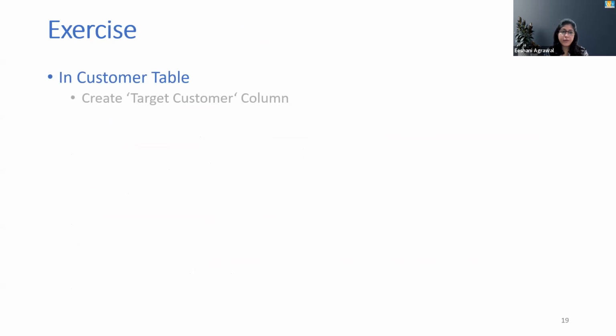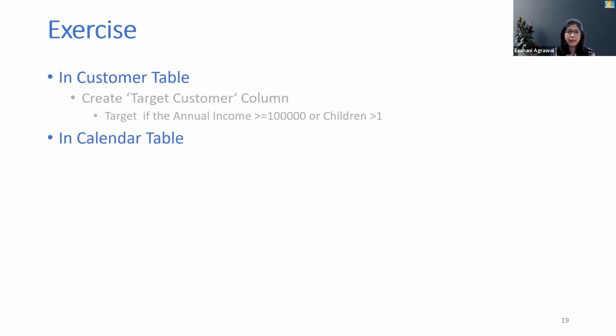In the customer table, let's create a target customer column. And what would that be? Target customer is if the person's annual income is more than 100,000 or the number of children is greater than 1. Let's do this one. Let me know if it's done. Okay. Customer table.